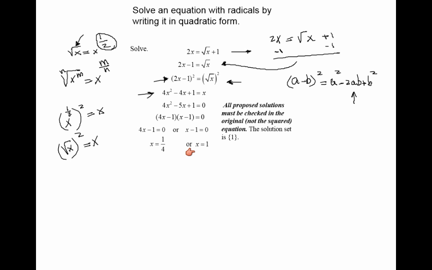We need to check all these answers in the original equation. Once you do that, we can see the solution 1 would work. If I put 1 here, the square root of 1 would be 1, and 1 plus 1 would be 2. If I put 1 on the left-hand side, 2 times 1 is equal to 2. So 1 would work. However, 1/4 won't.